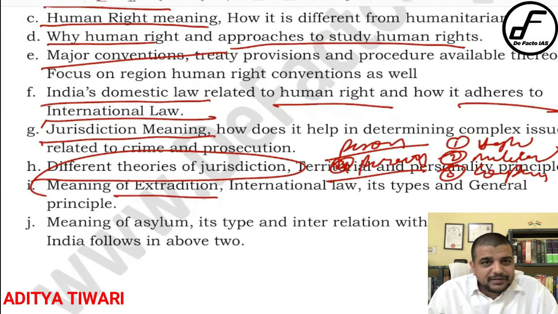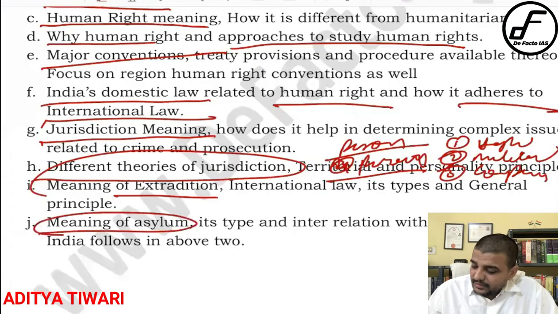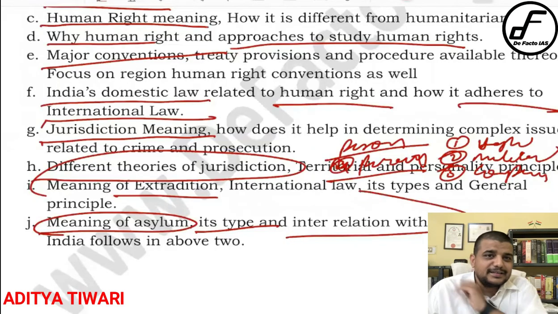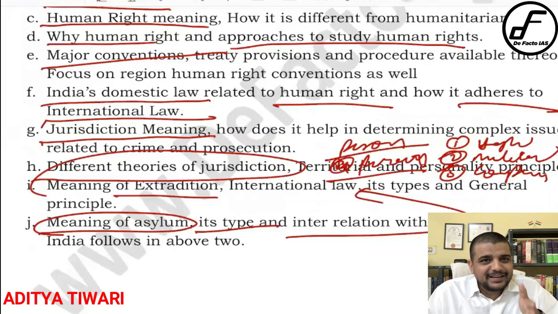The last subtopic that we have is basically asylum. Again, in asylum the same format has to be followed: what are the types of asylum, territorial asylum and extraterritorial asylum, very simplistic things. Then the interrelationship with extradition. There have been multiple questions where one ends and the other starts.